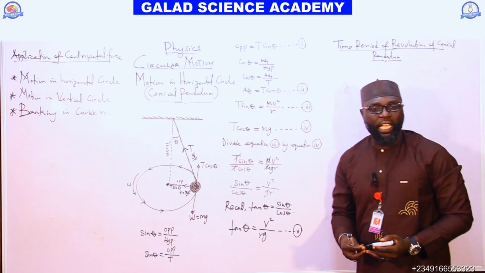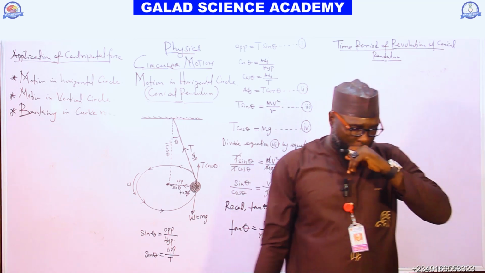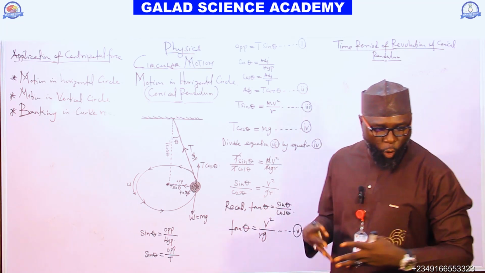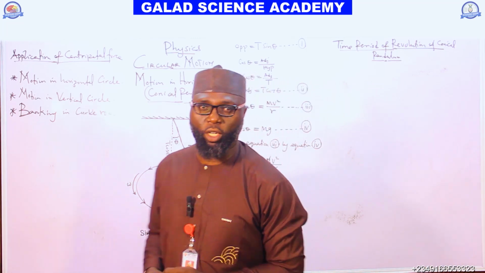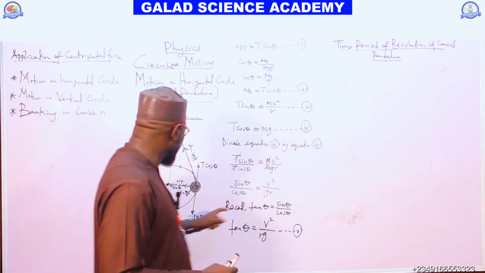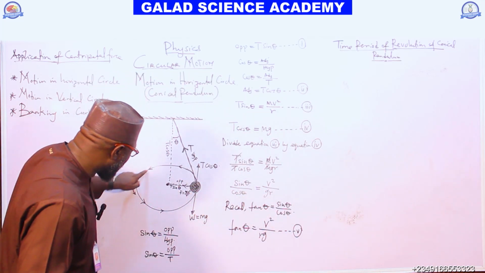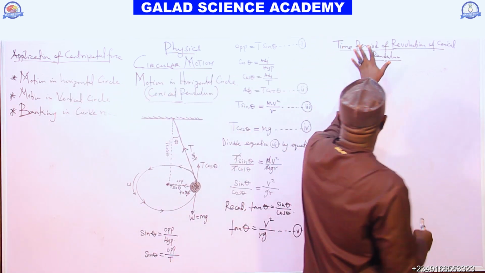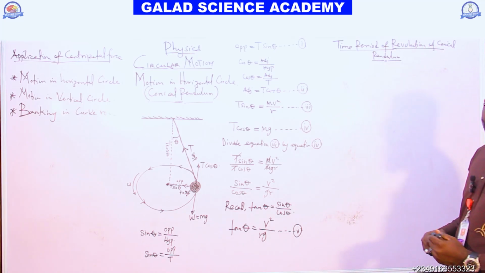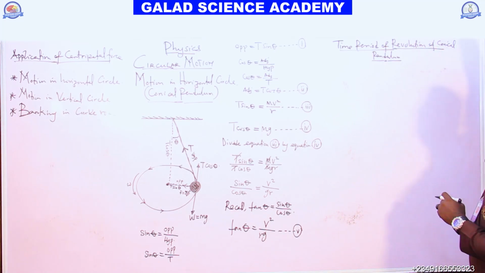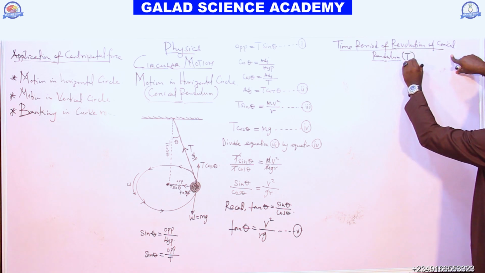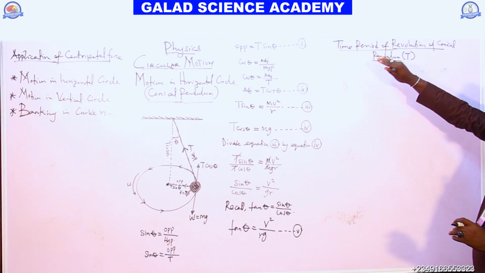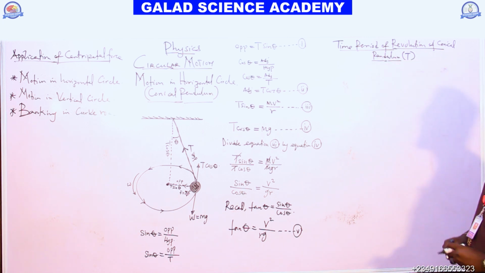So, the time period of revolution of conical pendulum is the time taken by conical pendulum to complete one revolution. The time taken by this conical pendulum to complete one revolution is called time period of revolution of conical pendulum, and it is known as T. Let us put the formula for the period of revolution of conical pendulum.